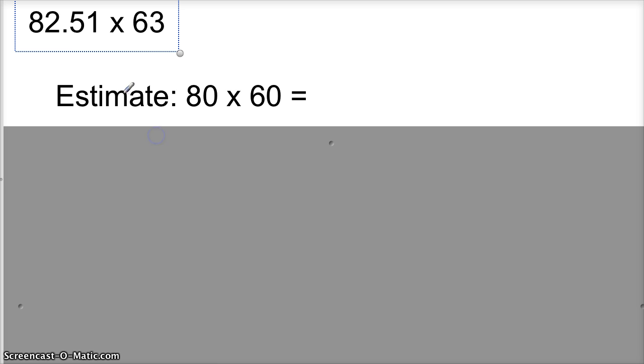Okay, last one. I want you to ask yourself those same questions. So estimate it first. I rounded that to 80 and this to 60, so a close answer would be 4,800. And then look at it. This number is higher than this one. This number is higher than this one. So our actual answer is going to be higher than what we estimated here. Just be aware of that. But it's going to be pretty close to 4,800, somewhere around that.